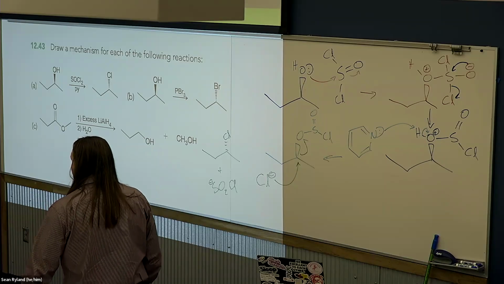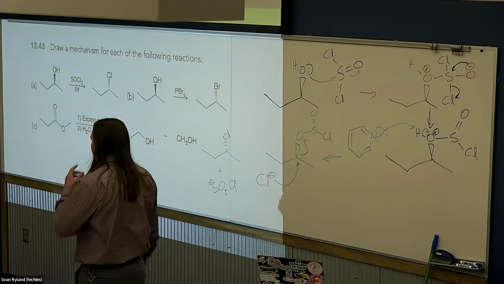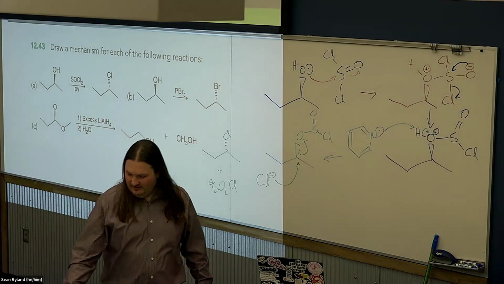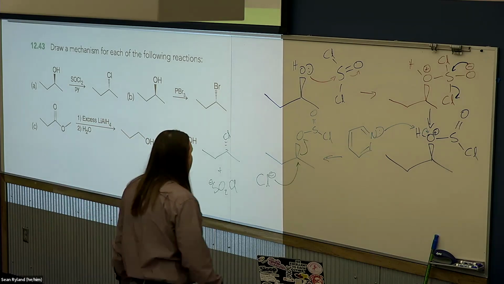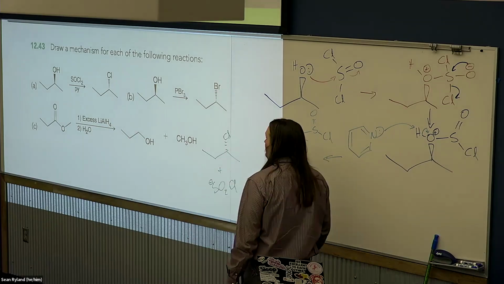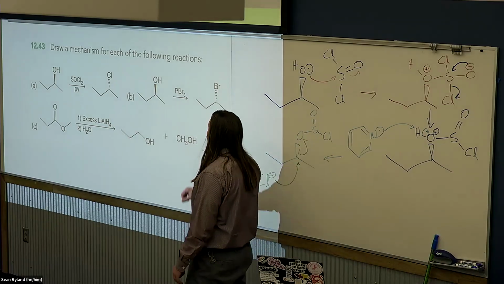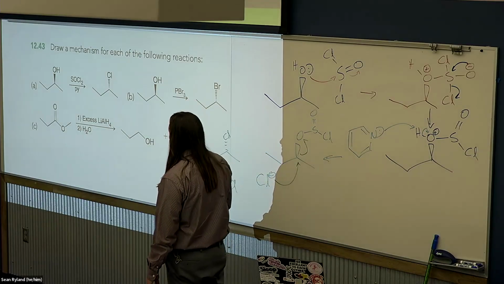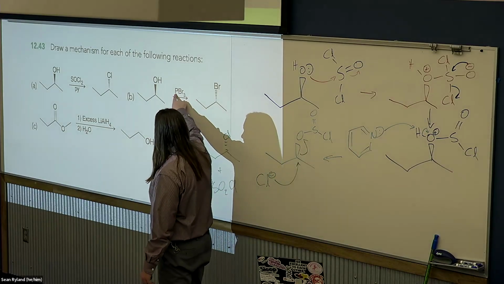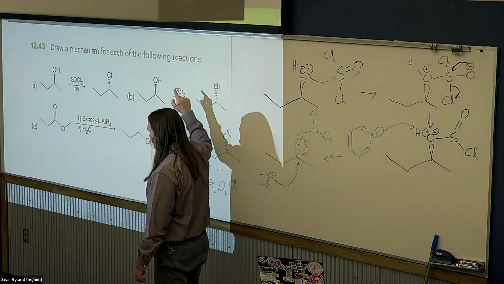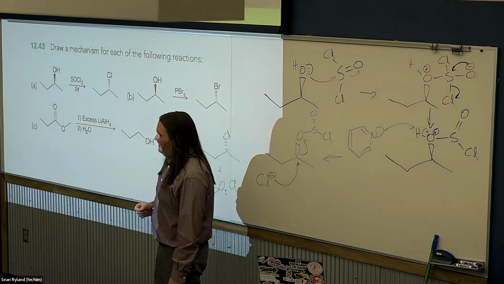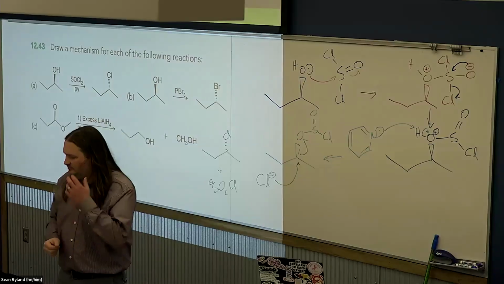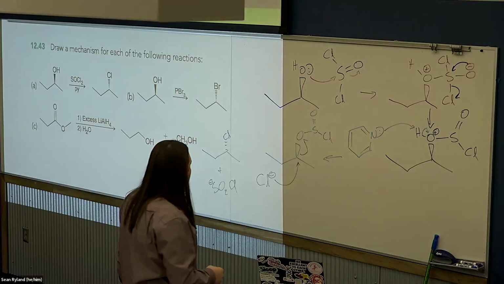Try B yet? Okay, that's fair. So I'll give you a minute to do B. And I'll remind you verbally, B is just two SN2 reactions in a row. The oxygen attacks the phosphorus and kicks off a bromide, and then the bromide comes back to attack the carbon and kicks off the oxygen. Give that a try, then we'll work through it.